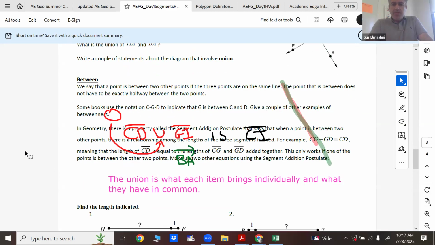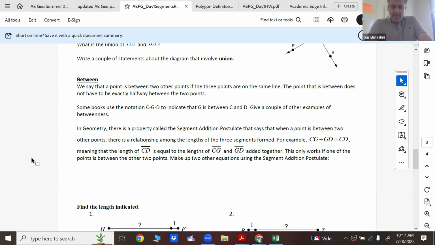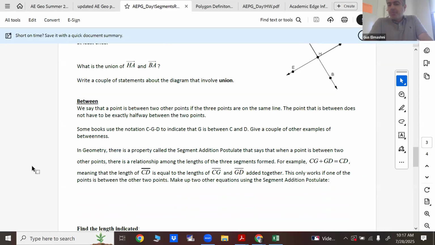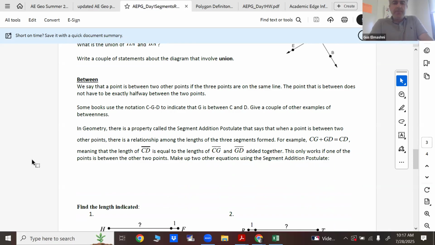So I'll just say it out loud. We don't have to write it down, but for example, is H between E and F in the diagram? Yep. Is A between G and B? Nope. Right. So we're looking at between this.